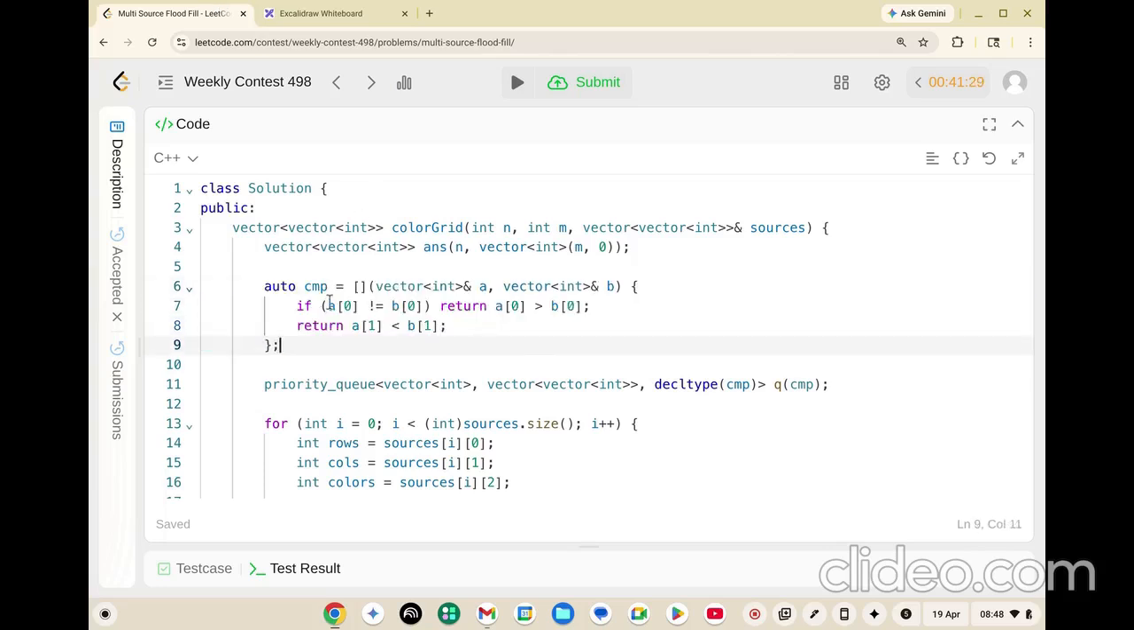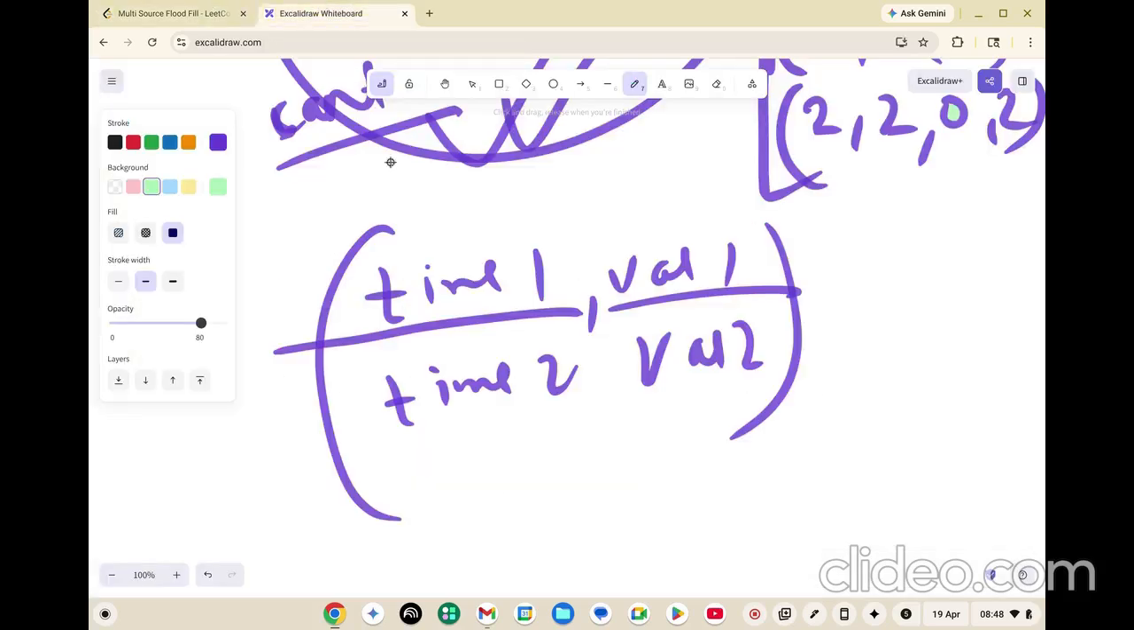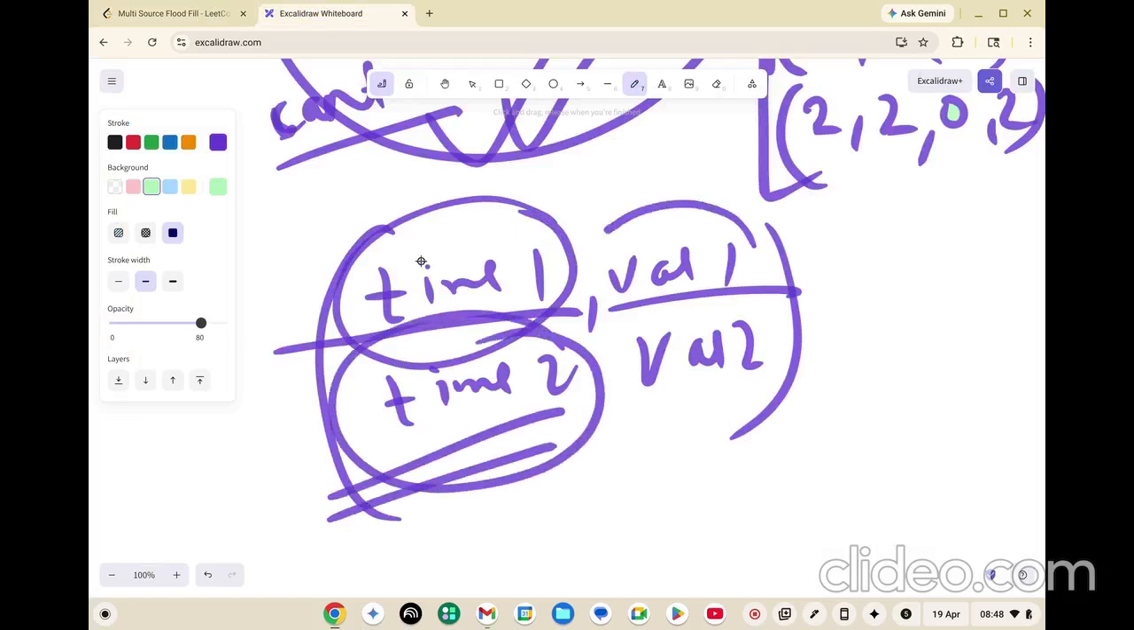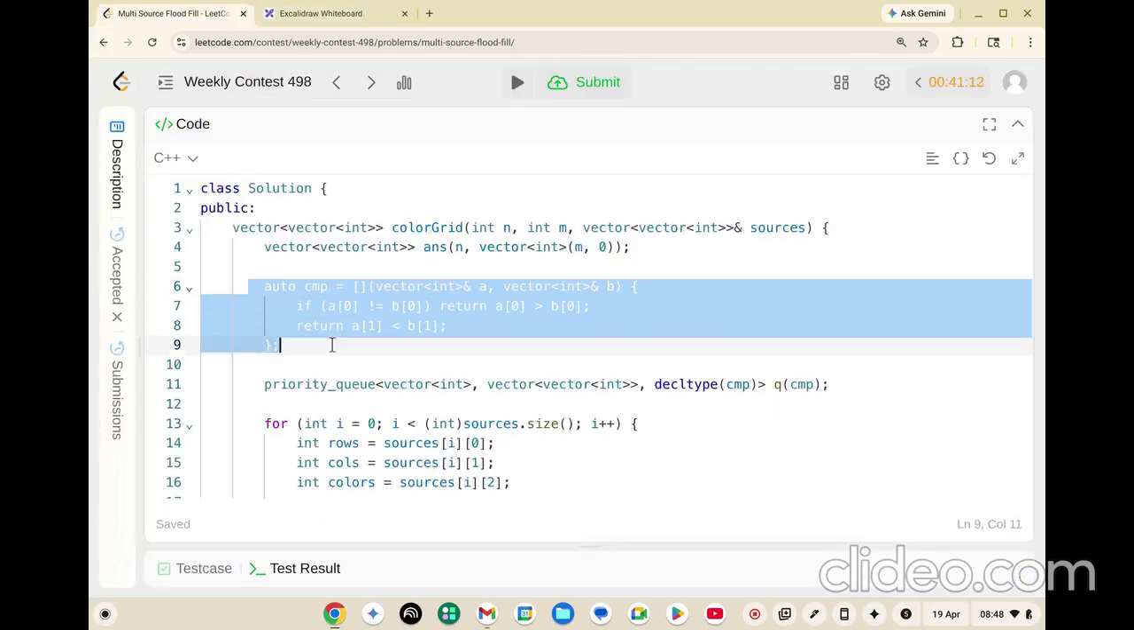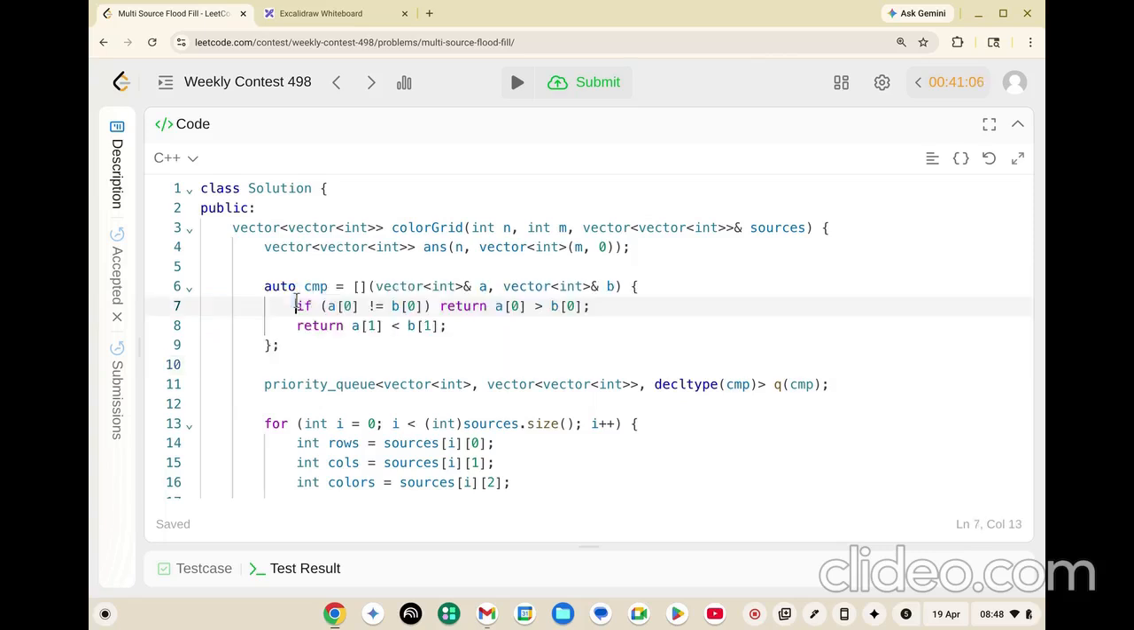I hope you know about it. If you don't know, be a bit curious about it. How does this sort and all of that? It first sorts based on the time value. If two values have the same time, then it checks value 1 and value 2 and sorts based on them, right? This is the auto comparator we have created, right? Easy one. You can search about it on the internet. You will get many resources on it, right?